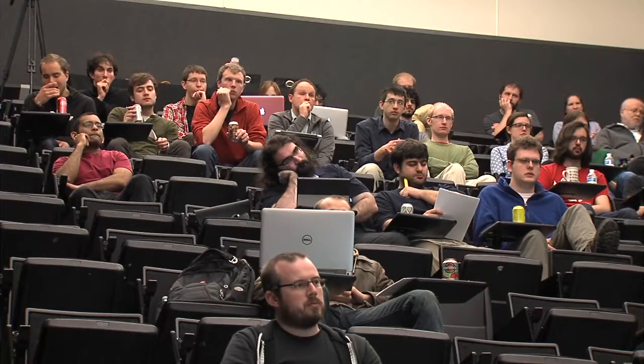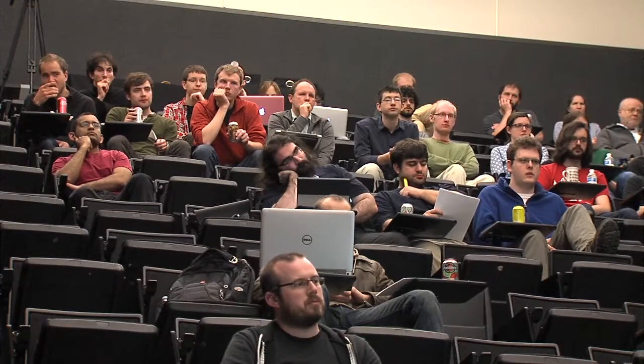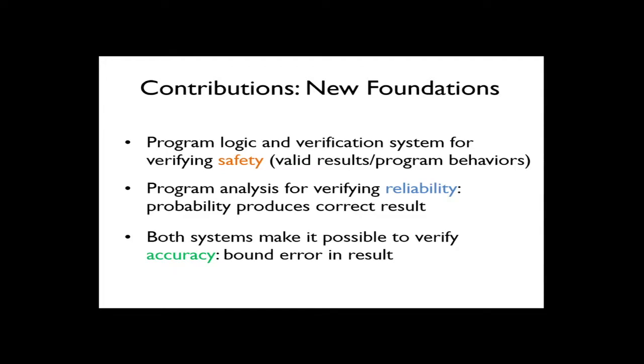But what I'm going to talk about today are some contributions that we made in building foundations for addressing some of these problems. Specifically, I'm going to talk about a program logic and verification system for verifying safety, whether or not our programs are producing valid results and are not doing malicious things. Then I'm going to talk about a program analysis for verifying reliability, which is the probability that our program produces a correct result. And finally, I'm going to talk about how these systems make it possible to talk about accuracy, which is putting bounds on the results that these applications produce.